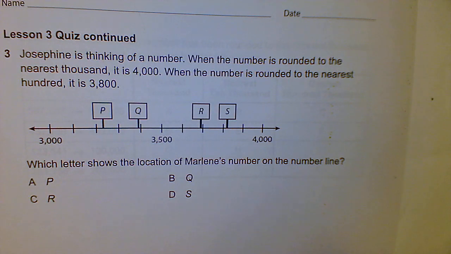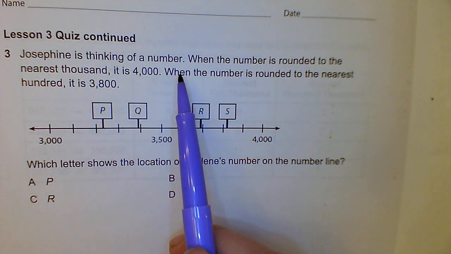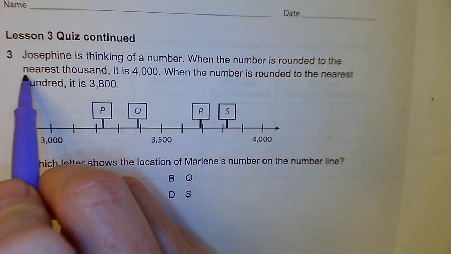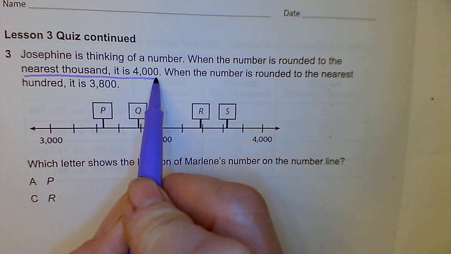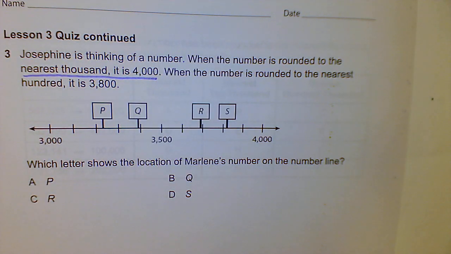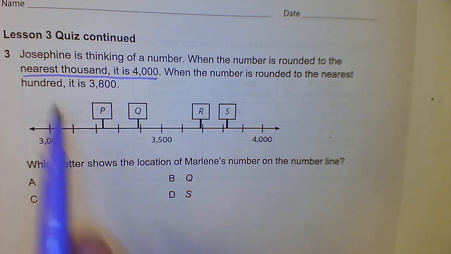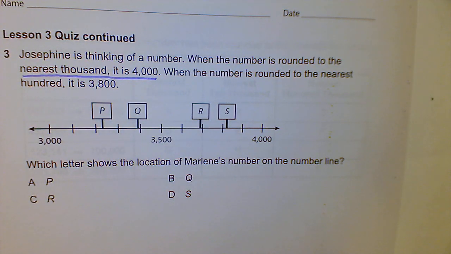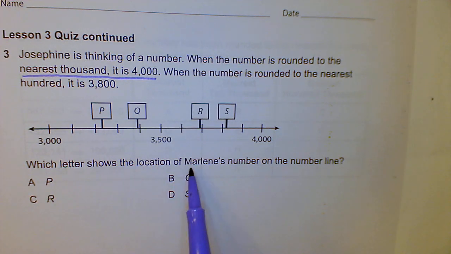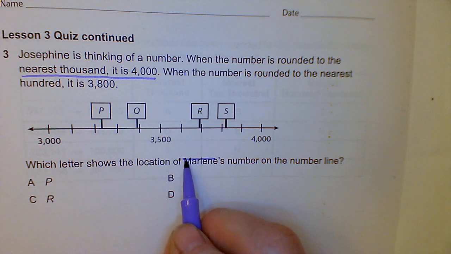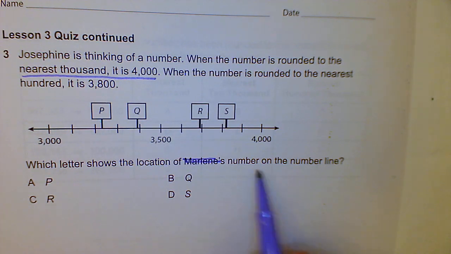So it says Josephine is thinking of a number. When the number is rounded to the nearest thousand, it is 4,000. When the number is rounded to the nearest hundred, it's 3,800. Don't worry about that part yet. Let's just first worry about this. Which letter shows the location of this didn't get changed. This should say Josephine's. I hope you guys didn't even notice that. Number on the number line. Okay, so here we go.